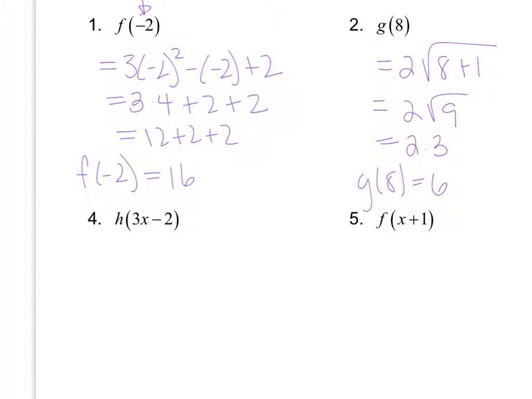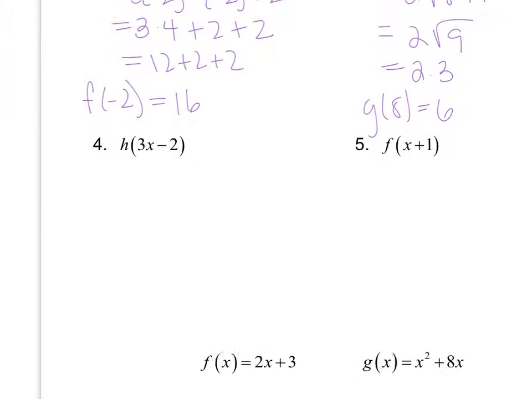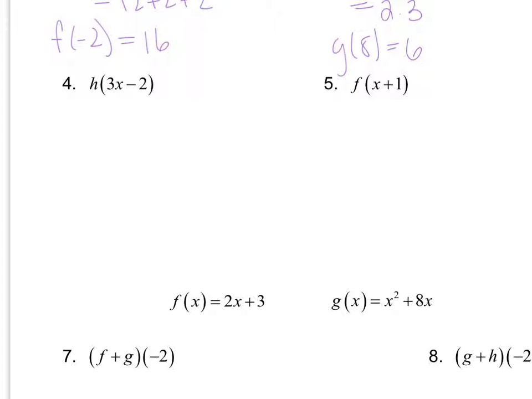All right, for number 4, we're going to use the h function. And notice that this is an expression, 3x minus 2. So our final answer is going to have an x in it. So still the same concept though. You take 3x minus 2, and you substitute it everywhere where you see an x in the h function.